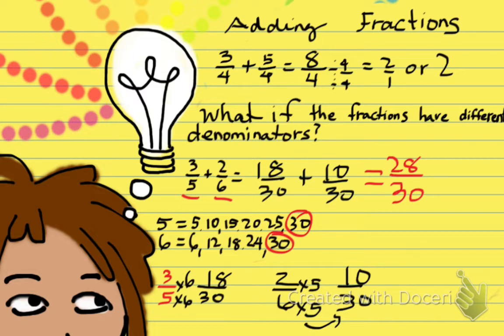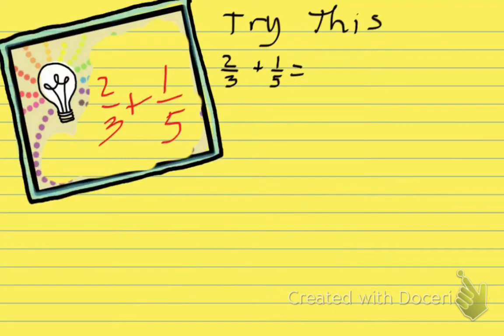To simplify 28/30, we can divide both by 2. So 28 divided by 2 equals 14, and 30 divided by 2 equals 15. And I think this is our final answer. We cannot simplify this further. So the answer is 14/15.